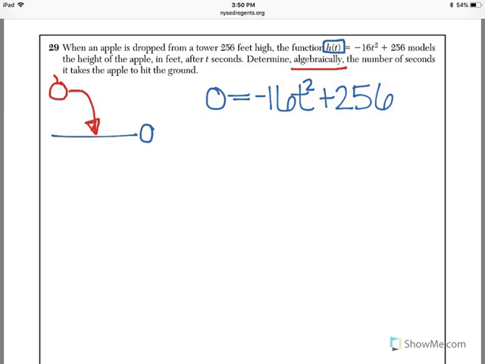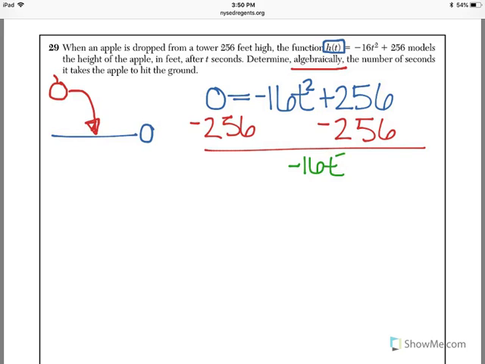Now there's a bunch of ways to solve. We could do the quadratic formula. We could factor. Or we could get t alone. And I am just going to get t alone. So what I'm going to do is subtract 256 to isolate the t squared term. What I'm left with is negative 16 t squared equals negative 256. Then I'm going to divide both sides by negative 16.